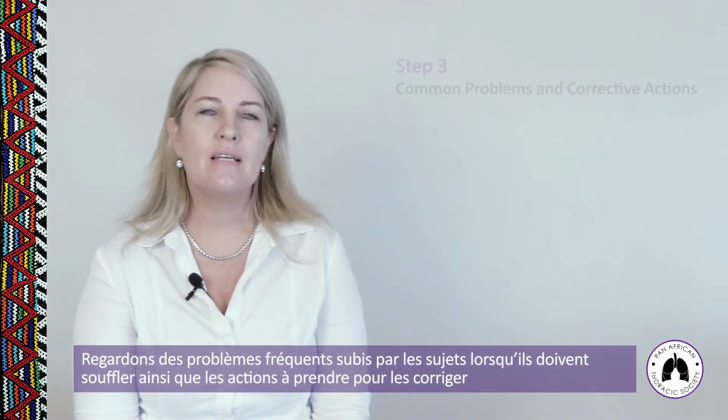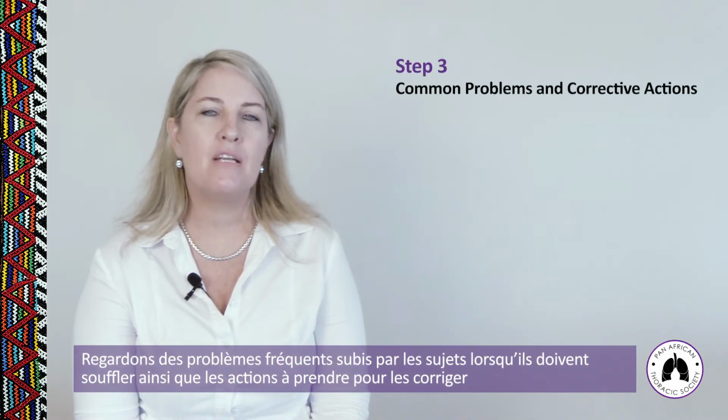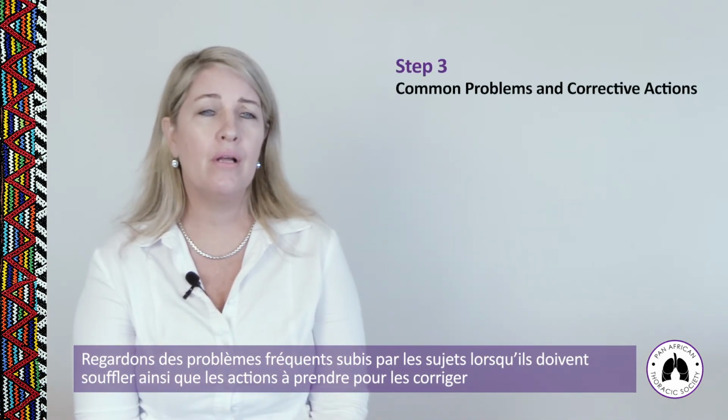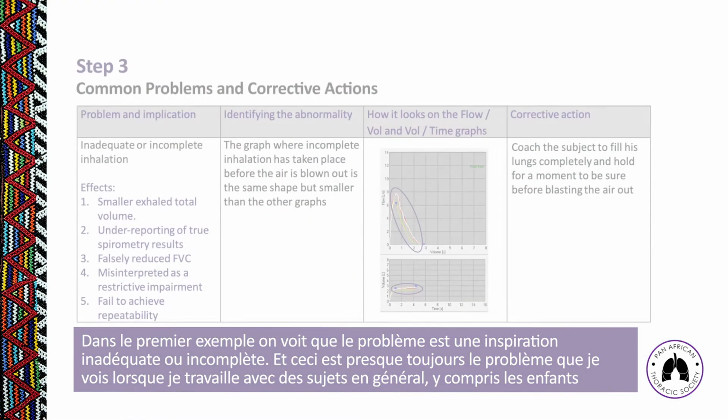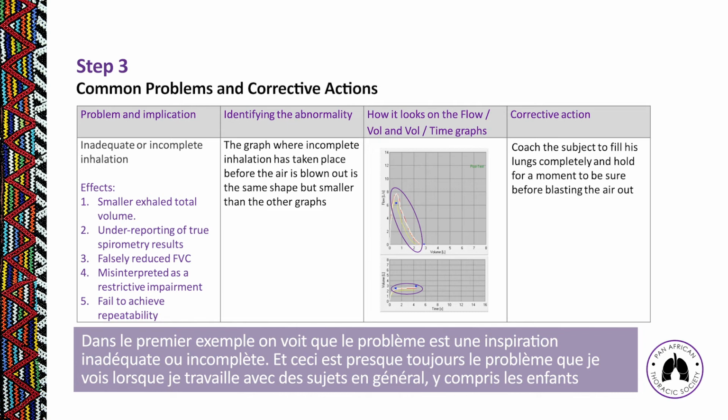Let's have a look at common problems that patients experience when they blow and the actions that you can take to correct them. So in the first example, you can see the problem being inadequate or incomplete inhalation. And this is almost always the most common error that I see when testing patients in general, including children.